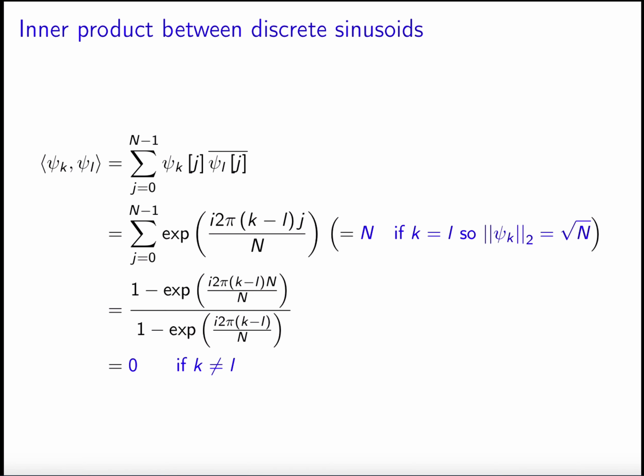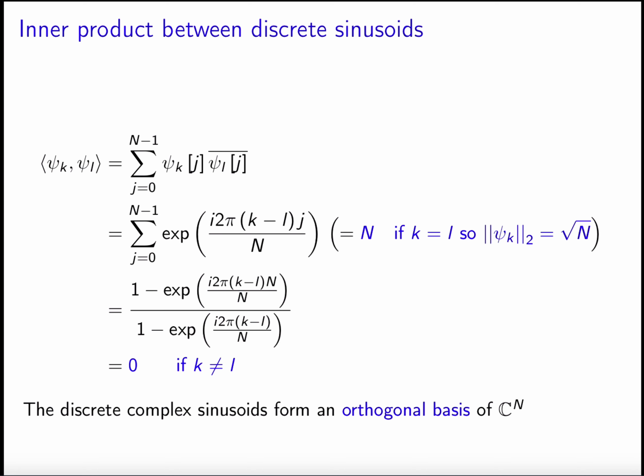So these n vectors of dimension n are orthogonal, which is pretty cool because it means that they give us an orthogonal basis of C^n. And in particular, it means that we can distinguish between these different frequencies as long as we restrict ourselves to those n frequencies.